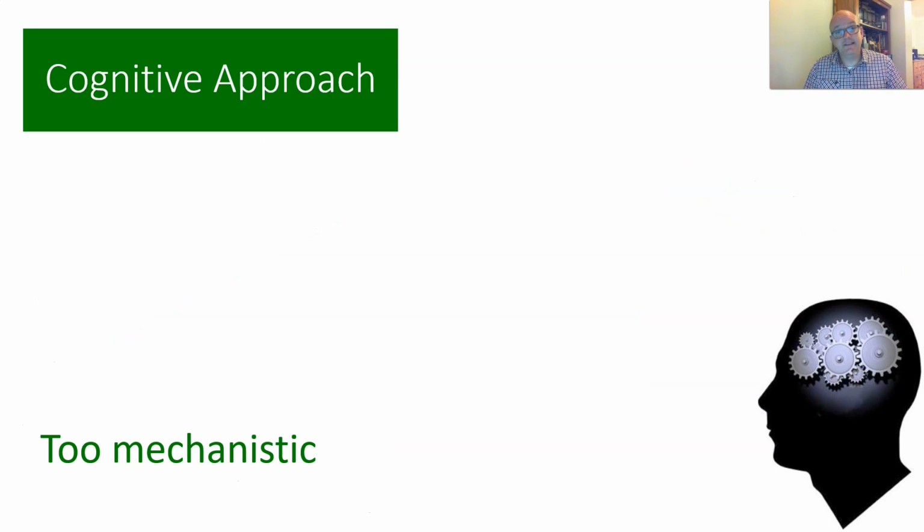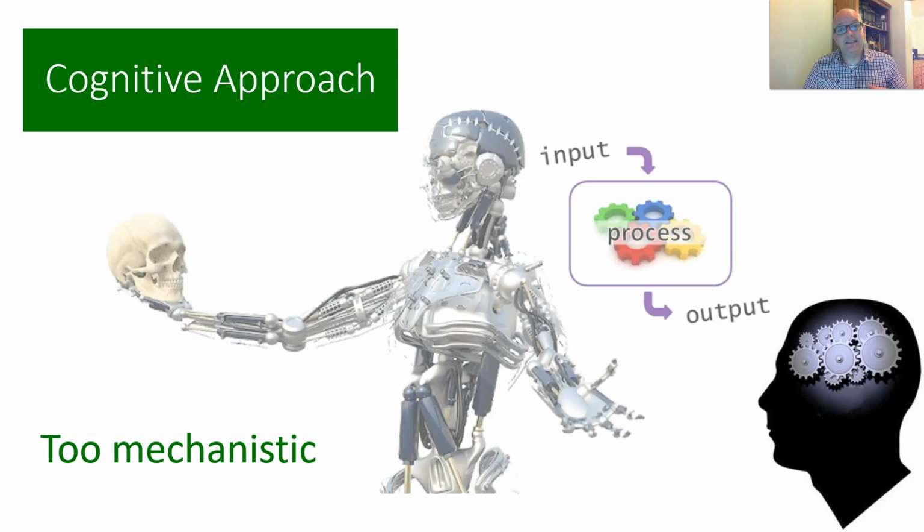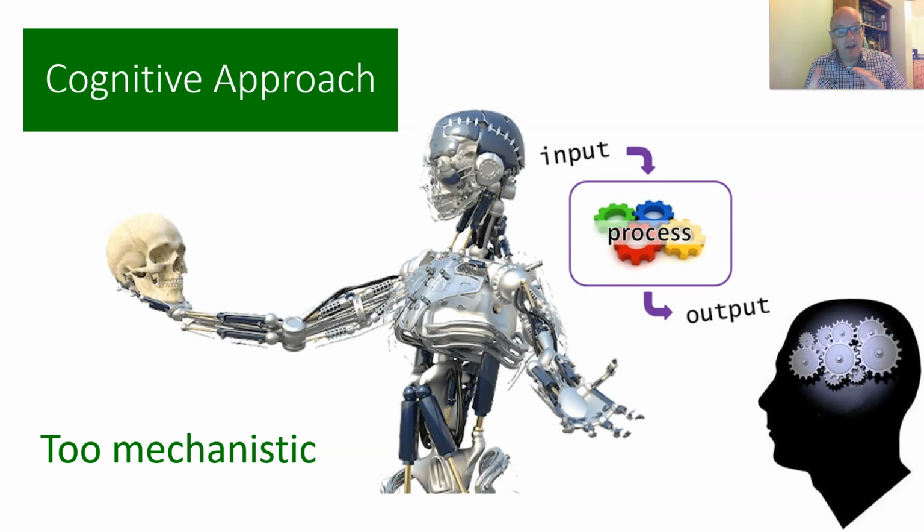Right, cognitive approach. Now, this is a problem that it is too mechanistic. What are we talking about, mechanistic? Mechanistic means machine-like. It's too like a machine. If we think about one of the main assumptions of the computer analogy, this idea that we are like computers, that we have input, process and output, and that we work in a very logical, systematic way, just like a machine.